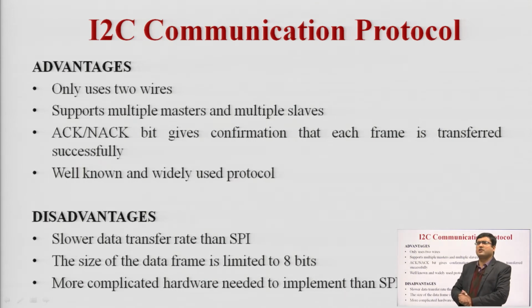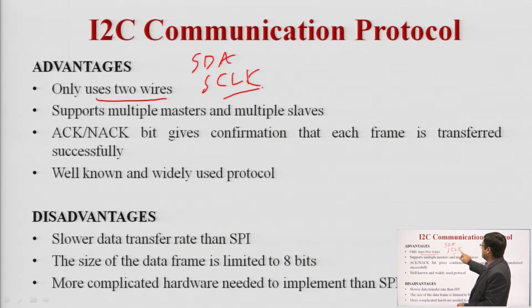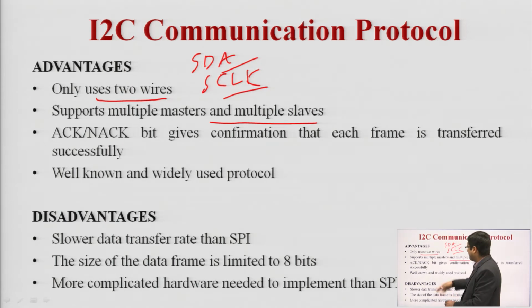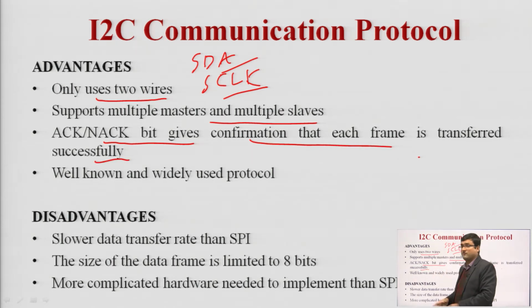Now, in this slide, we will discuss the advantages and disadvantages of the I2C communication protocol. An advantage of I2C communication is that it uses only 2 wires. We have already discussed in our previous slide that it uses only 2 wires, SDA and SCL, as compared to SPI which uses 4 wires. It supports multiple masters and multiple slaves. It has 2 wires, so the hardware requirement is somewhat less. It has an ACK and NACK bit which gives confirmation that each frame is transferred successfully. This feature is not available in the SPI communication protocol. It is a well known and widely used protocol among all the available serial communication protocols in the market.